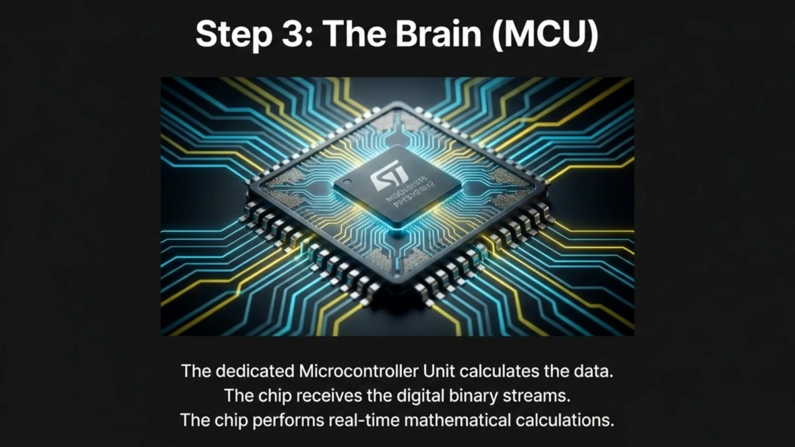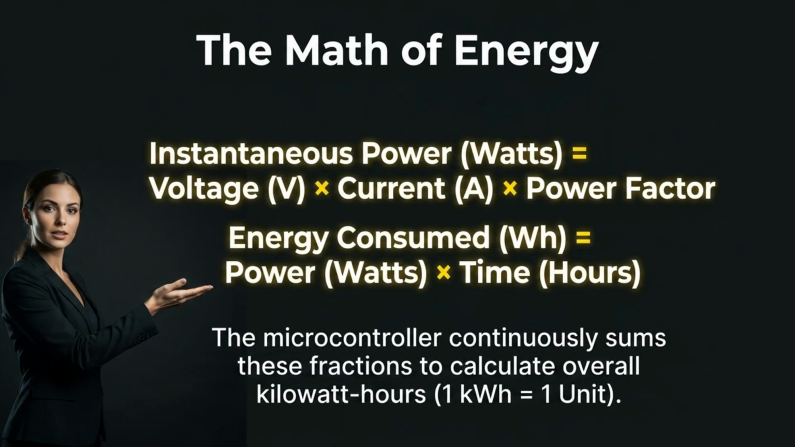Step 3. The brain, or microcontroller unit, MCU. The dedicated MCU receives the digital binary streams and performs real-time mathematical calculations to determine energy usage. The MCU uses formulas like instantaneous power equals voltage times current times power factor, and energy consumed equals power times time. It continuously sums these fractions to calculate the overall kilowatt hours.